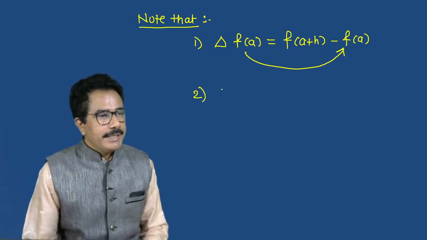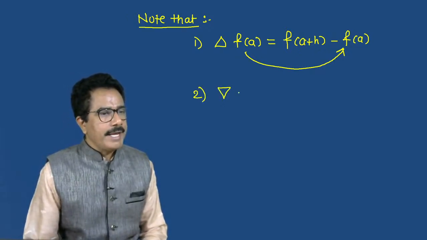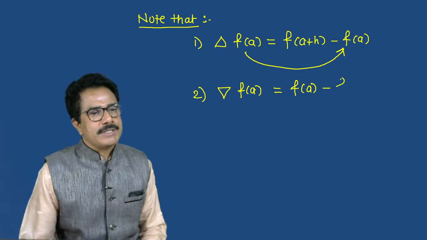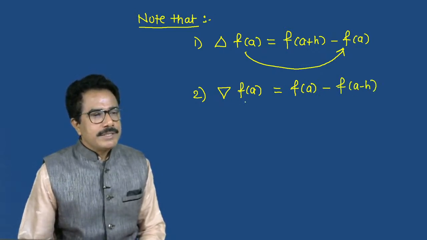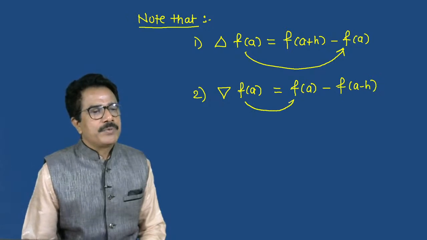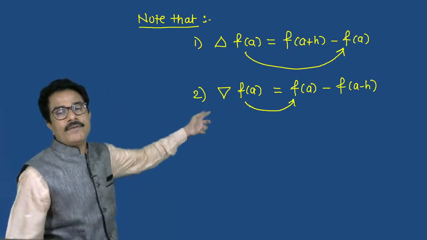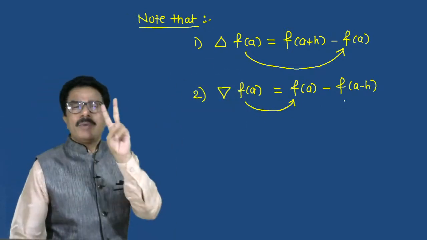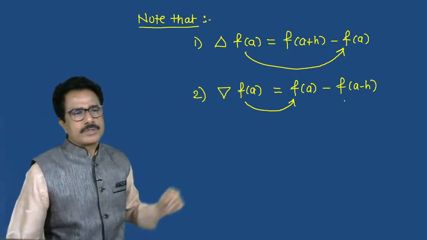But in del f of a, f of a minus f of a minus h, this means in del, f of a comes first. Del f of a means from f of a subtract f of a minus h. Remember the difference between the two.